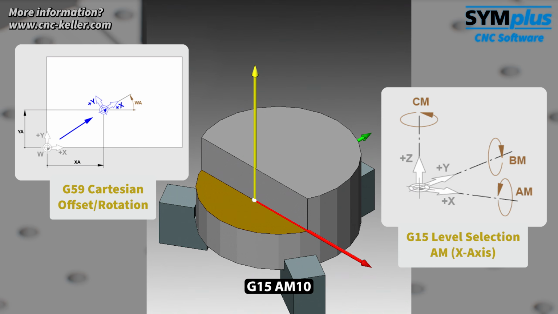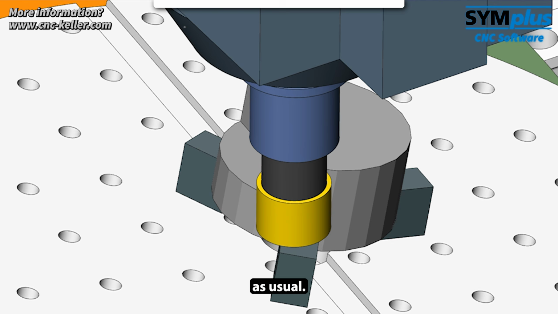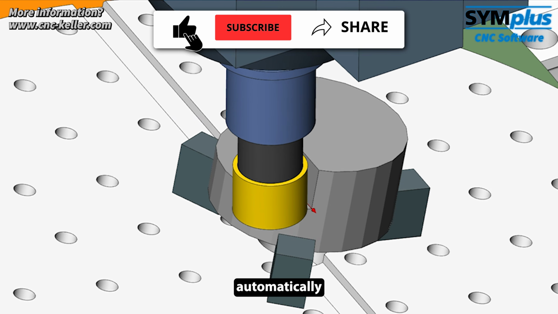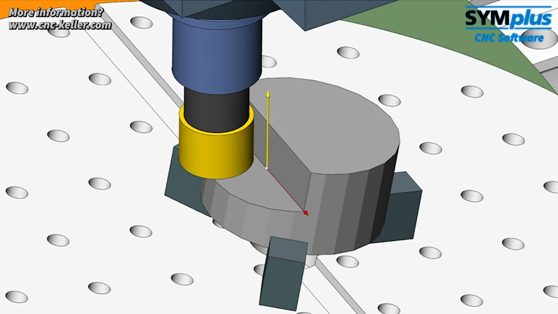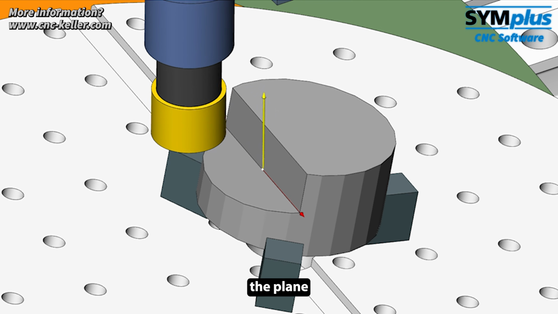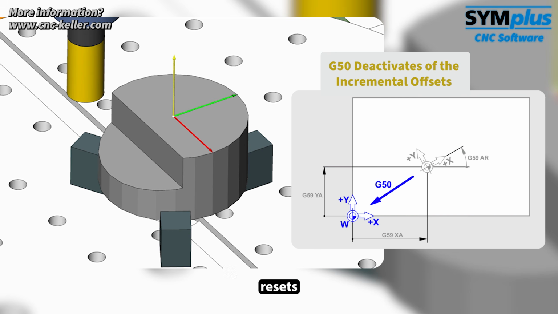Next, G15AM10 rotates the machining plane by 10 degrees around the x-axis. Once the plane has been rotated, you simply continue programming as usual. The CNC control automatically recalculates all coordinates in the background. After that, the plane rotation is cancelled with G15 and G50 resets the coordinate system shift.